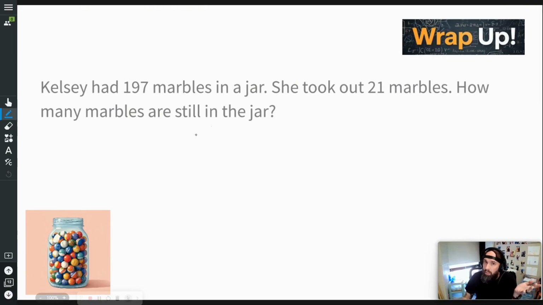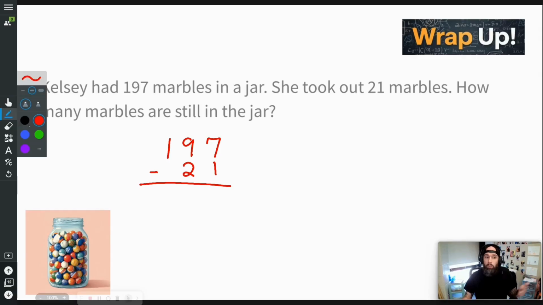Now, we need to set that up. All the other problems were set up for us. This one isn't, so we have to be very careful. 197. And we're going to subtract 21. Make sure your numbers are stacked to the right. So that 2 goes under the 9, and that 1 goes under the 7. Just like that. Now it looks like every other problem that we did.